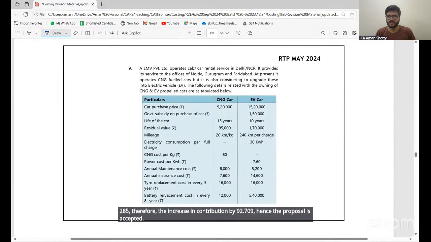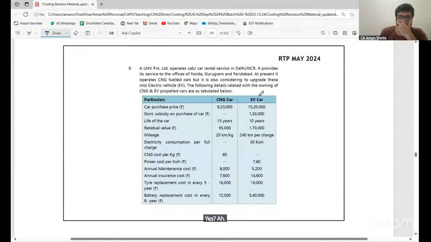Now this is important, all of you. Mark this important: RTP May 24, EV related problem, CNG car and EV.